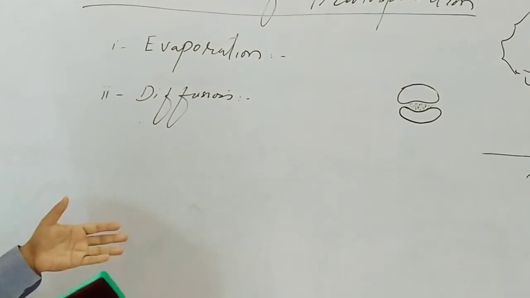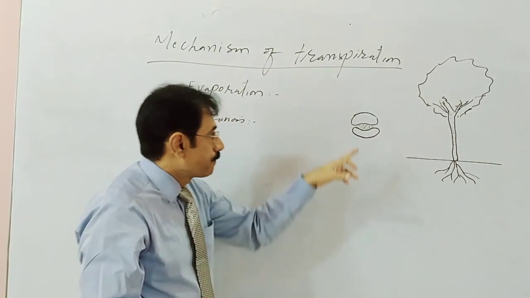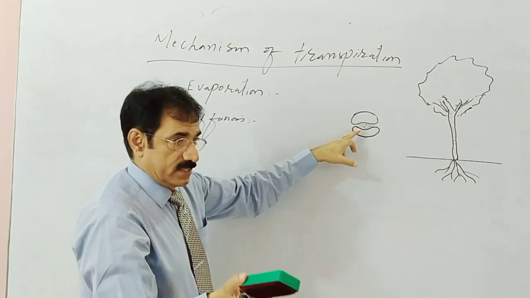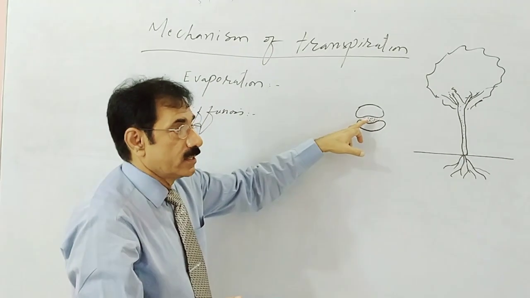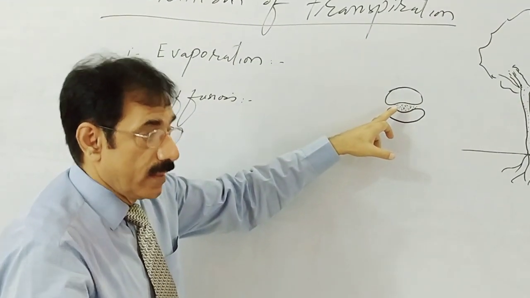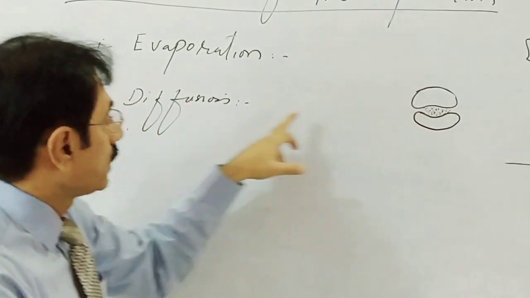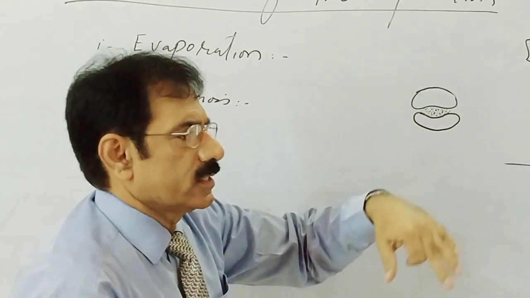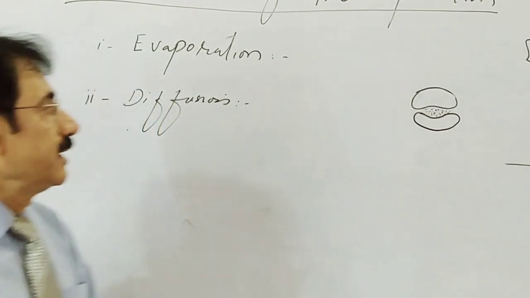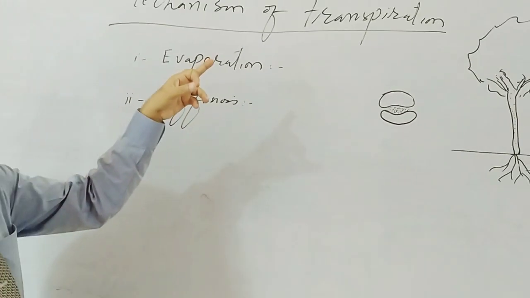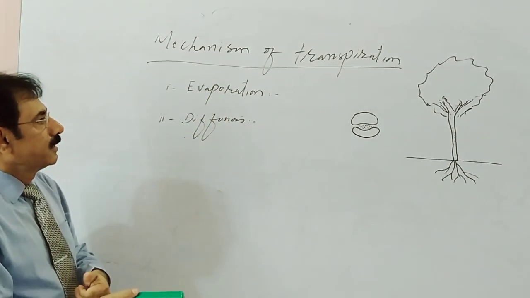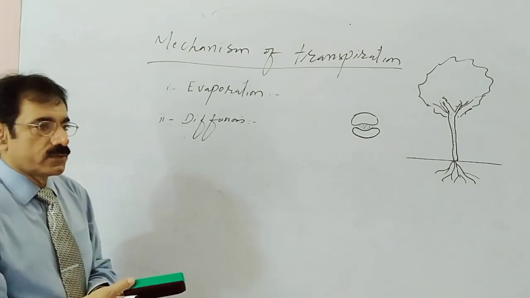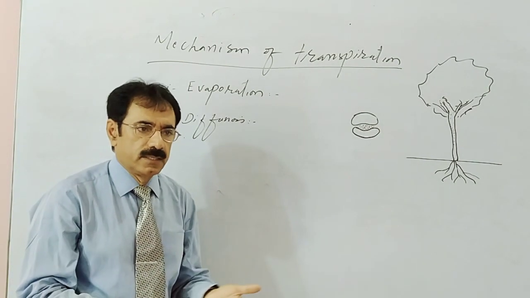If the atmospheric air is dry, if there is low humidity in the atmosphere, the rate of diffusion of water molecules from the stomata pore towards the atmospheric air will be increased, naturally increasing the transpiration rate. So that was all about transpiration, the factors and the mechanism.